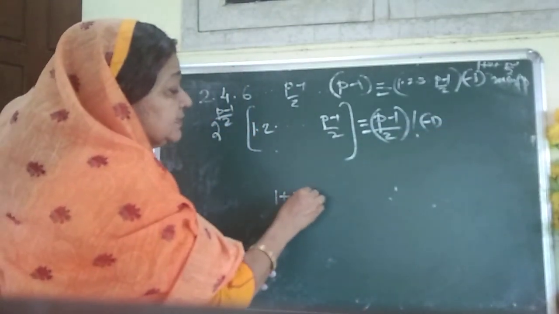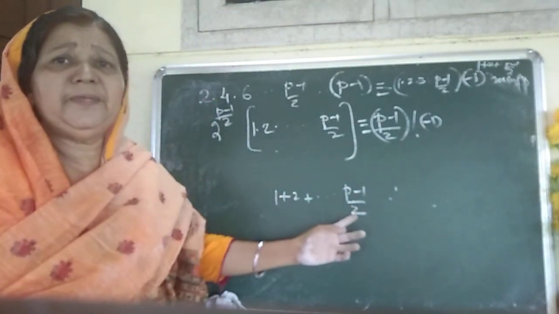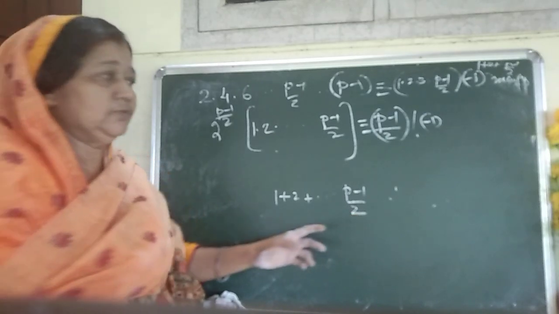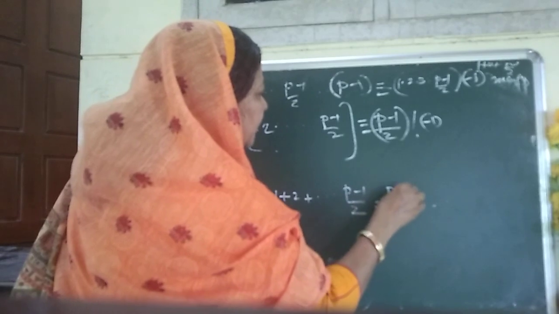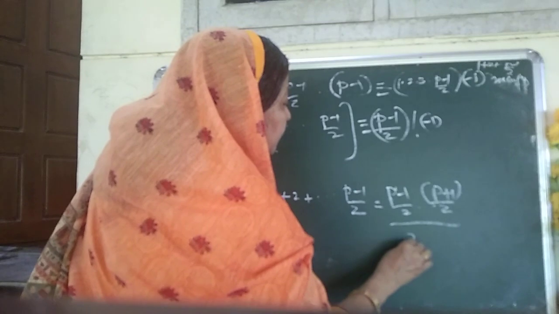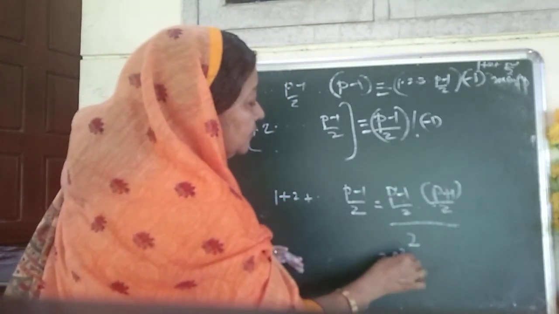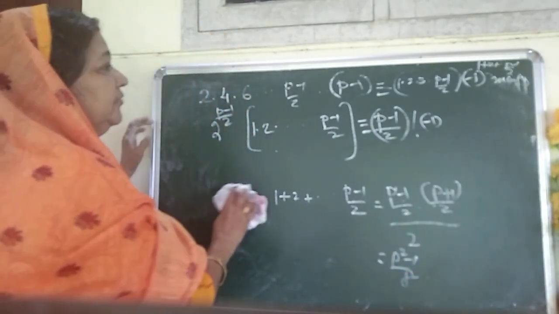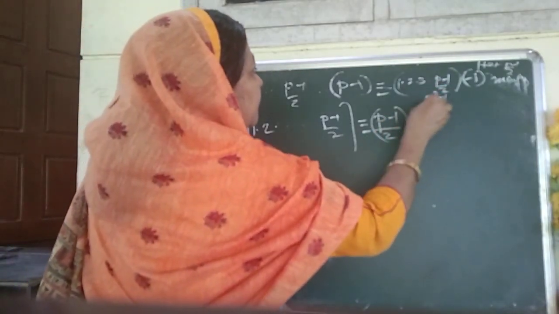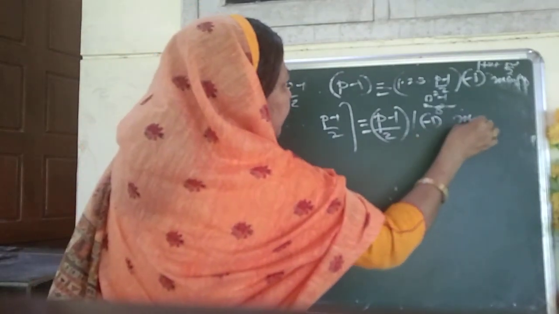1 plus 2 plus 3 plus etc. plus p minus 1 by 2. We know the sum of n numbers is n into n plus 1 by 2. Therefore, it is p minus 1 by 2 into p plus 1 by 2, divided by 2, that is p square minus 1 by 8. Therefore, we get minus 1 raised to p square minus 1 by 8, modulo p.